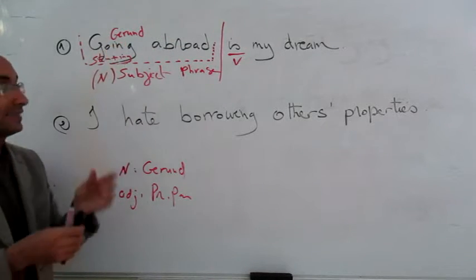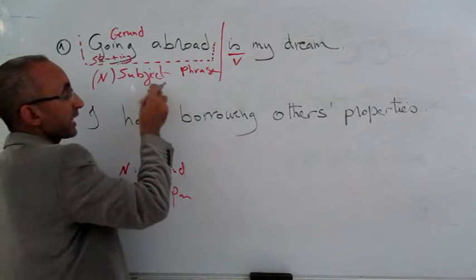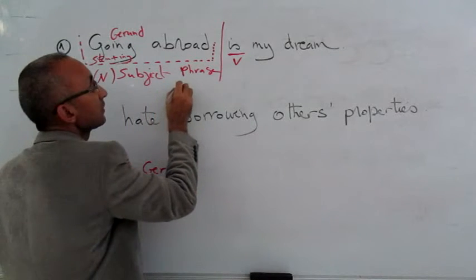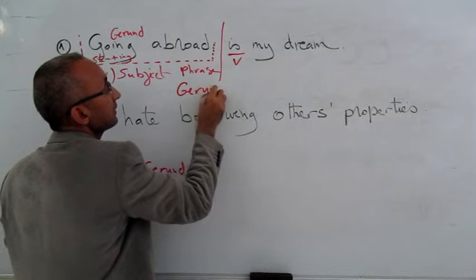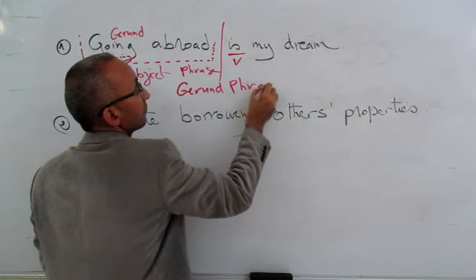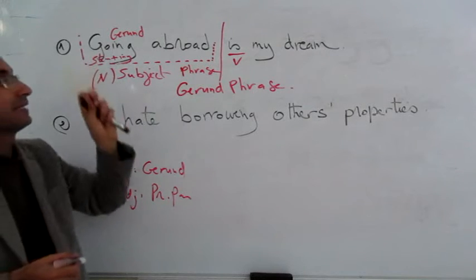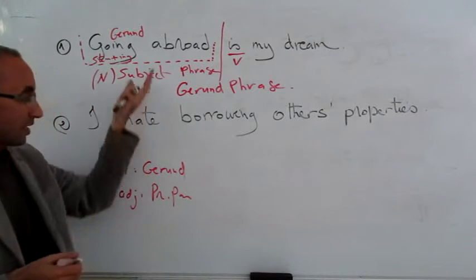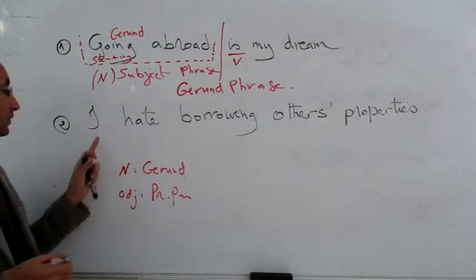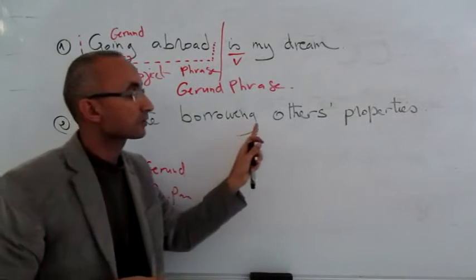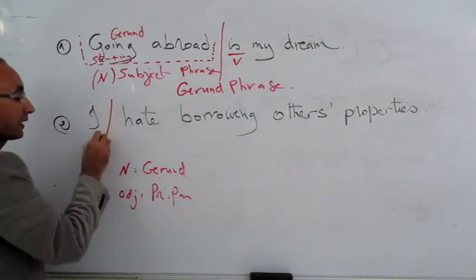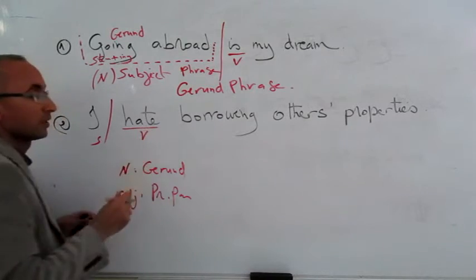So here we are with our third type of phrases, a group of words which starts with a gerund, and it is named after its first element and called gerund phrase. Here it acts as what? A subject. Let's see the second example. I hate borrowing others' properties. I is my subject. Hate is my verb.